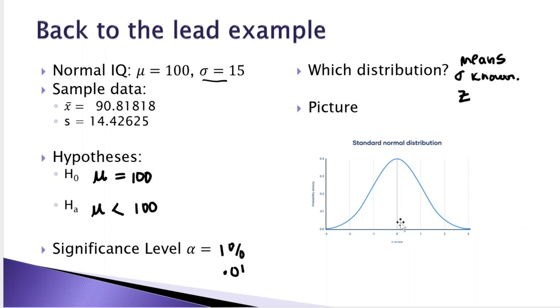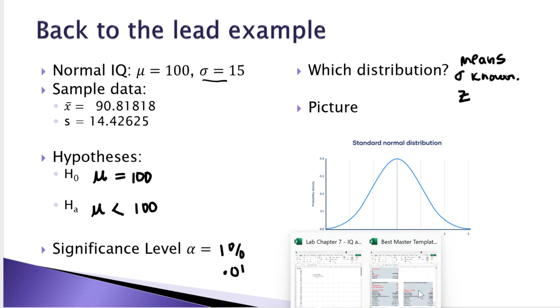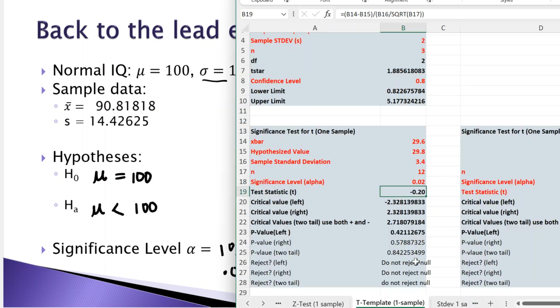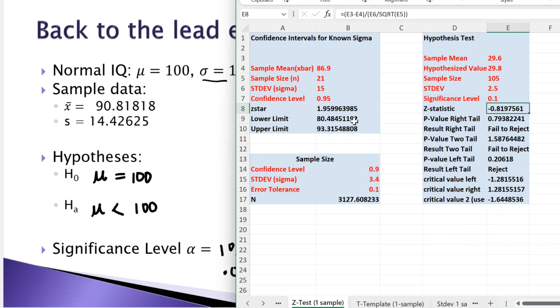So I'm going to do this with the template first, and then I'm going to do it by hand with Alex so that we can compare these two methods. We know we're using Z, so I'm going to use the Z template. That's the T template. Here's my Z test template right here.